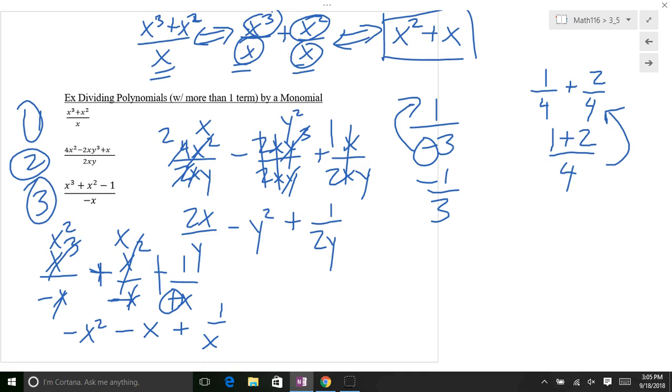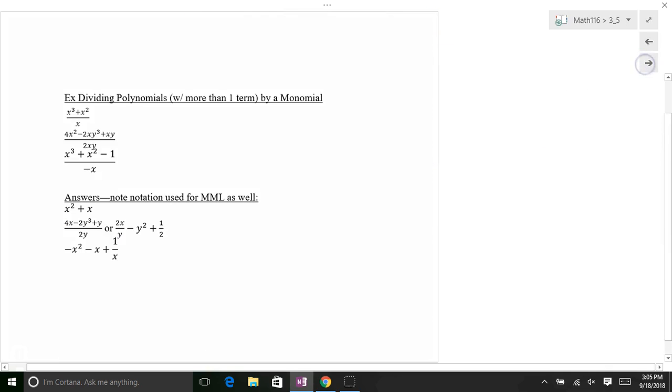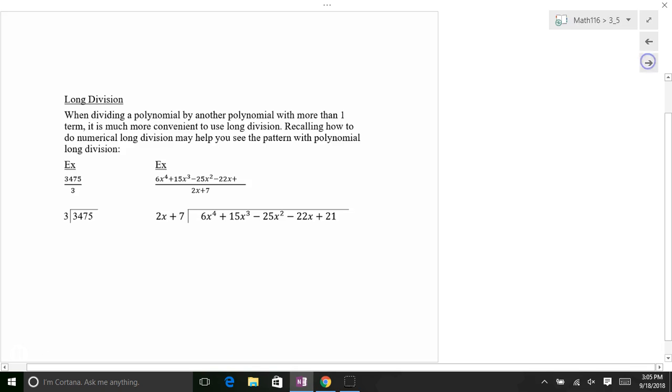Okay, so when you have a monomial on the bottom but more than one term on the top, again, split that up. Use the fact that that's a common denominator. All right, now long division.